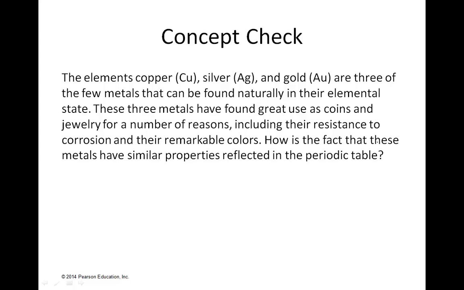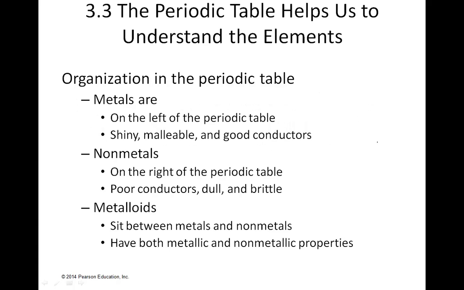People like them. So how is the fact that these metals have similar properties reflected in the periodic table? What do you think? Where would you expect to find them on the periodic table? Well, two things. First of all, you know they're all metals: copper, silver, and gold. They're all found in the transition metals, and that's where the transition metals part of the name comes from. And additionally, they share similar properties. So what does that tell you? That means they all exist in the same family.